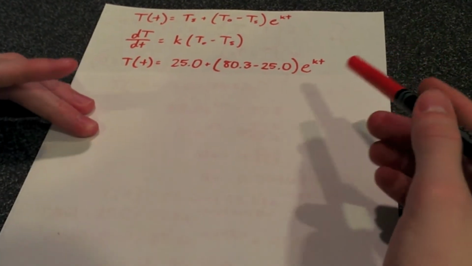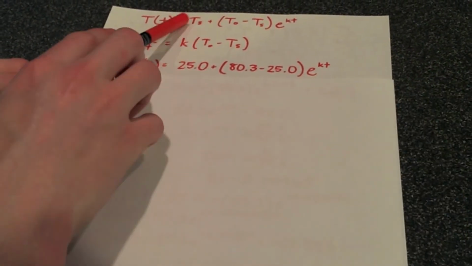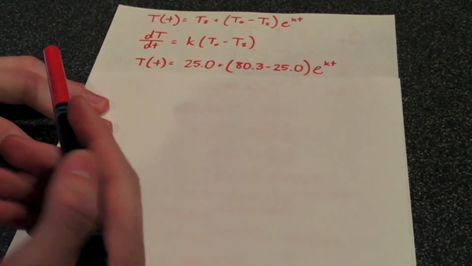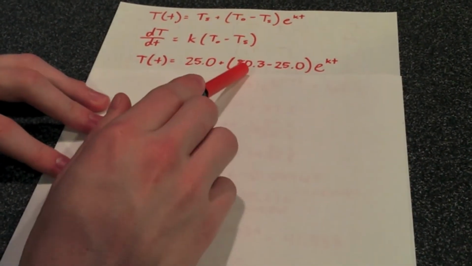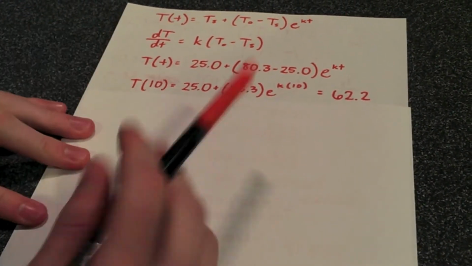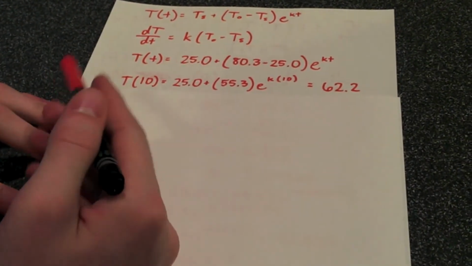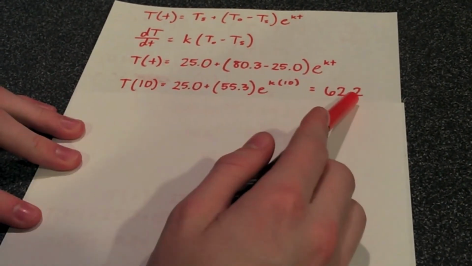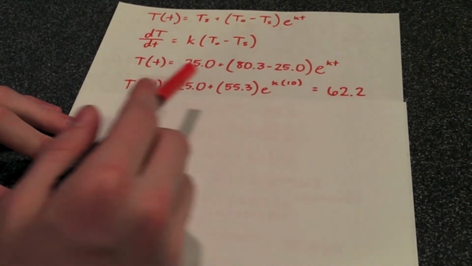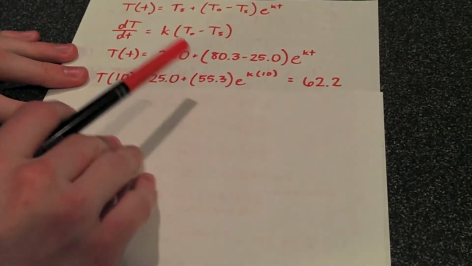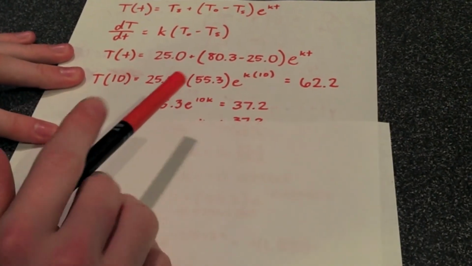Our temperature of the surroundings is 25.0 degrees Celsius, so we're going to plug those into the T sub S's up there, and our initial temperature of the object taken at 3:37 p.m. was 80.3 degrees Celsius, object being the cake. Now we want to solve for that k, so 10 minutes later, at 3:47, we took another temperature. So T of 10 equals 62.2 degrees Celsius. We plug in 10 minutes for the t up there, and then we're going to begin to simplify.